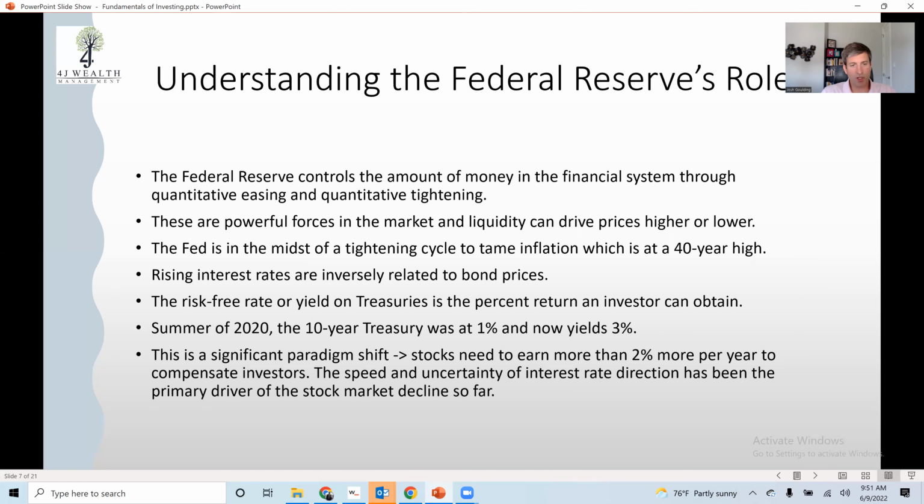So you have a situation where the risk-free rate, or the yield on treasuries, is the percent return an investor can obtain. And that serves as a really valuable benchmark to look at the menu of different investment alternatives. And what we notice here is in the summer of 2020, the 10-year treasury yield was at 1%. It now yields a little bit north of 3%. That's a dramatic shift in a fairly short time frame, right? Stocks now need to earn more than 2% more per year to compensate investors. The speed and uncertainty of that interest rate direction has been the primary driver of the stock market decline so far.